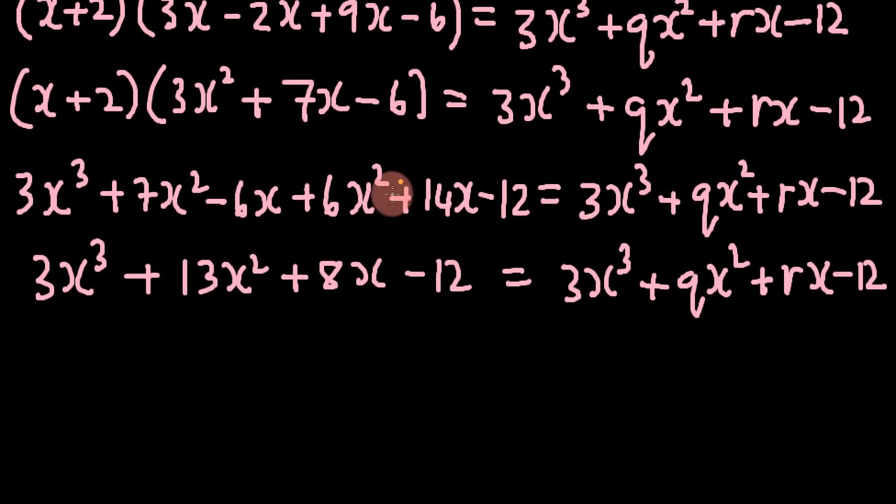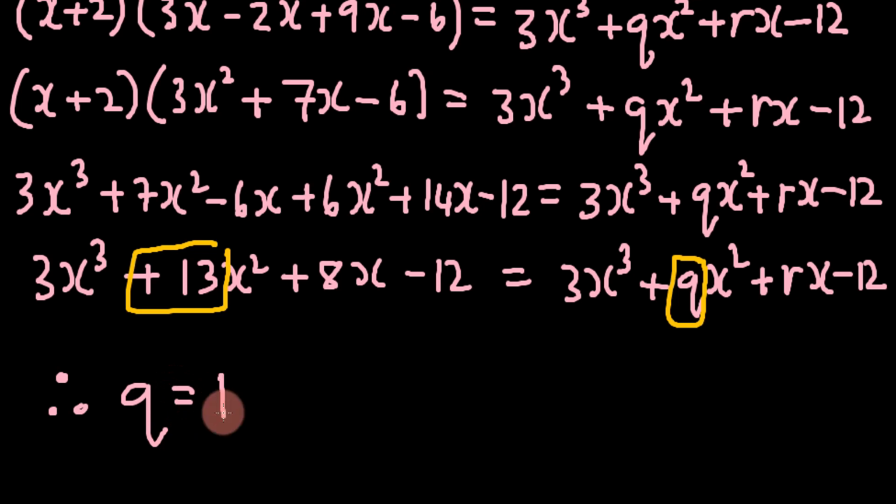Now we can compare coefficients. The x squared coefficient on the left-hand side is positive 13. And on the right-hand side, it is q. So, therefore, we know that q must equal 13. So, the coefficient on the left-hand side for x squared must equal the coefficient on the right-hand side for x squared. Then, similarly, the x coefficient on the left-hand side is positive 8. On the right-hand side, it's r. So then we know that r is equal to 8.